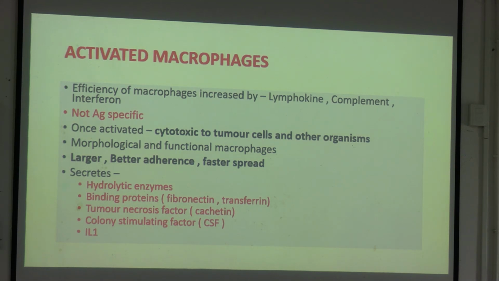Activated macrophages have increased efficiency compared to normal macrophages. They are increased by lymphokine, complement, and interferon. They are not antigen specific, and once they are activated, they are cytotoxic to the tumor cells and other organisms. So this is a variant of macrophage which is activated by several soluble products like cytokines. And what are their functions? Very important. The function is to produce the hydrolytic enzymes, binding protein, TNF, colony stimulating factor, and interleukin 1. So these are the functions of the activated macrophages.